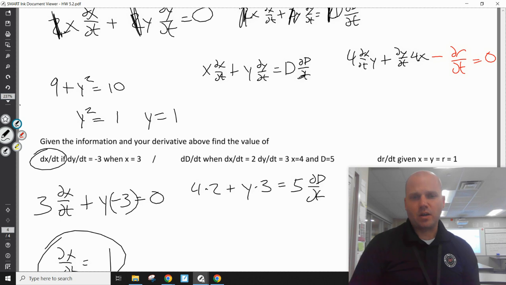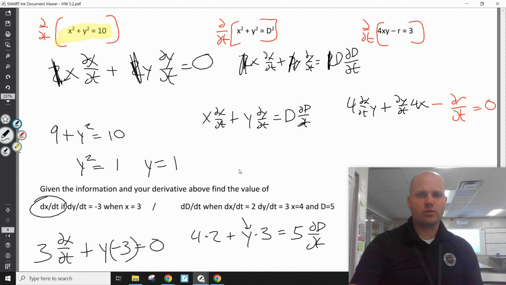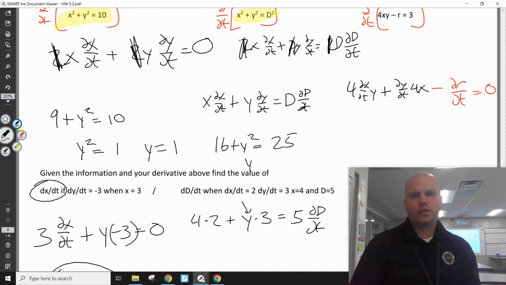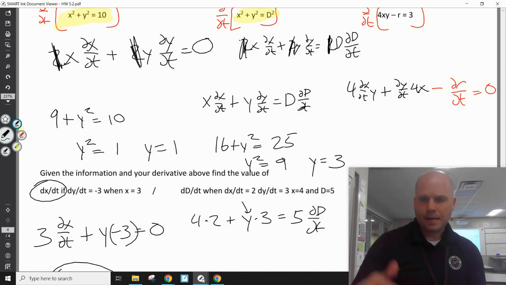Okay, I have all the information except for y. How do I find y? Use the original equation. The original equation is always there to help you. Don't ever forget about the original equation. It'll always be there. 4 squared plus y squared equals 5 squared. y squared equals 9. y equals plus or minus 3.